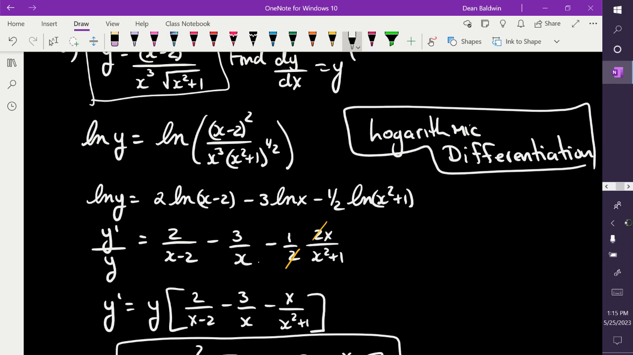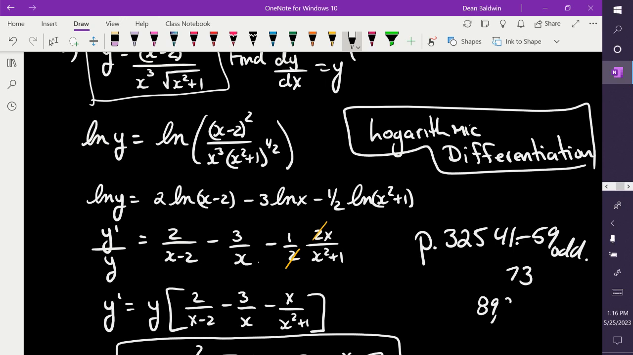I'm just going to give you questions to grind out for the rest of the class, and then we'll move on to other stuff tomorrow. That is the finale of today's lesson. Here are the questions, page 325, 41 to 59 odd, and 73, and 89, 91, and 93.